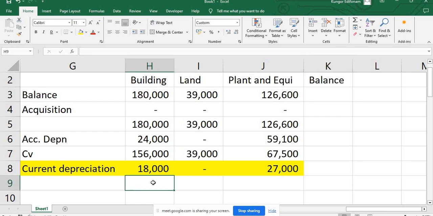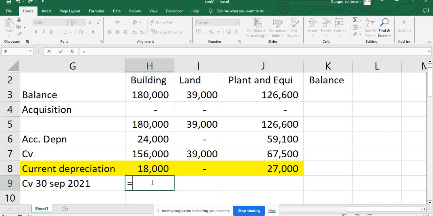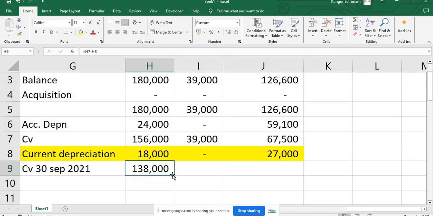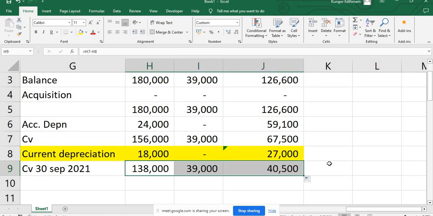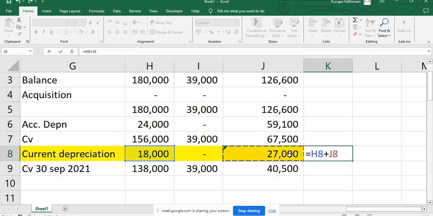Now let's look for the current value for the year end. That will be 30th September 2021, the reporting year. So we have this minus this, we have this. Now what we need to do is let's know our total depreciation. So our total depreciation will be this plus this. That's our current year's total depreciation.